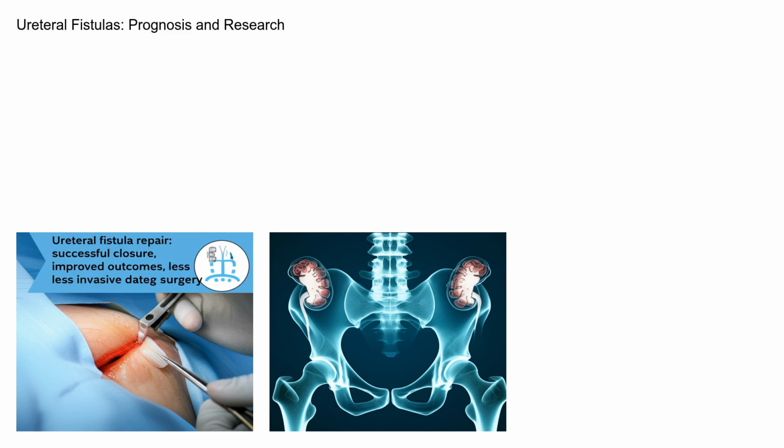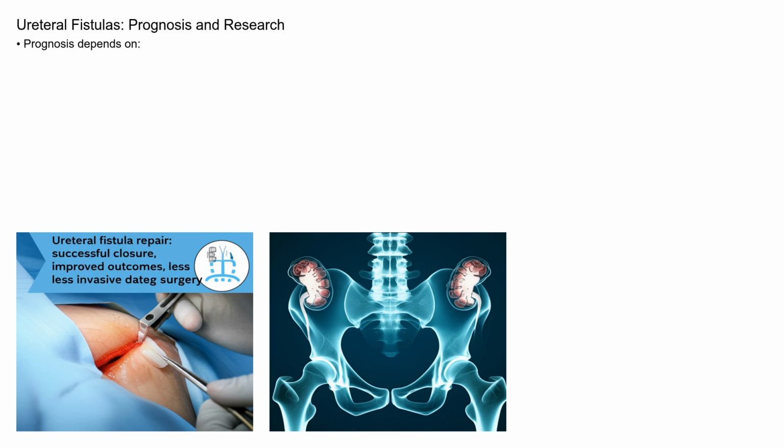The prognosis for patients with ureteral fistulas depends on several factors, including the size and location of the fistula, the underlying cause, and the patient's overall health. With timely and appropriate treatment, most patients can achieve successful closure of the fistula and restoration of normal urinary tract function. However, complications such as recurrent fistulas, ureteral strictures, or kidney damage can occur.